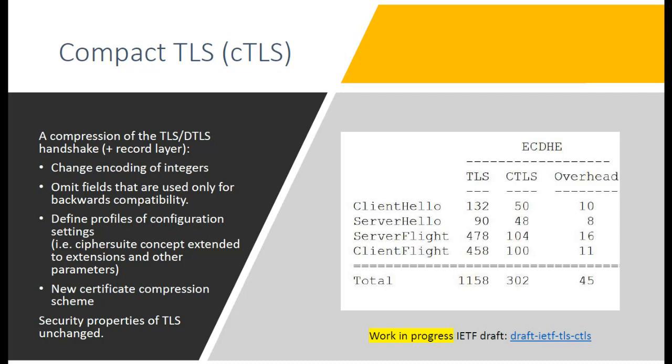With cTLS, integers are encoded more efficiently, fields only needed for backwards compatibility are removed, and a new certificate compression scheme is introduced. Probably most interestingly is the ability to extend the cipher suite concept to extensions and parameters in the form of profiles. Instead of performing an a la carte negotiation, profiles with common settings are used instead. On the left, you can see the result of this compression with the full TLS 1.3 ECDHE ECDSA handshake cut down to a little more than 300 bytes. Note that this work is in early stages, so it's a good time to provide input or to help out with research.